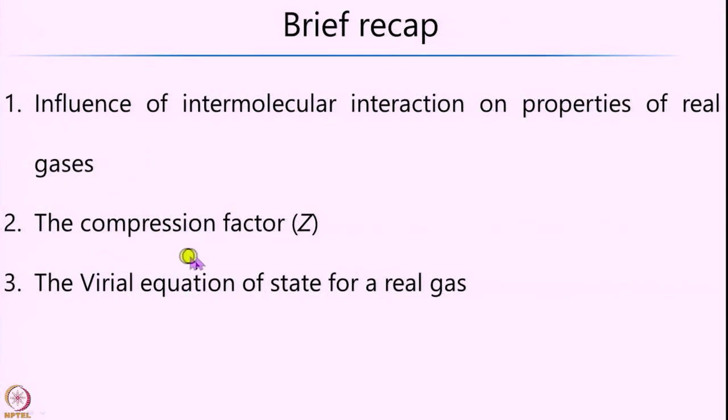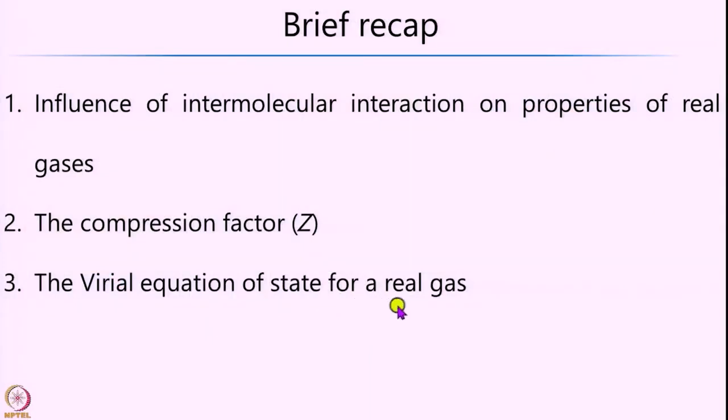In this context, we had seen a term called the compression factor, which is nothing but the ratio of the molar volume of a real gas to that of an ideal gas. We had seen that this compression factor Z also depends heavily on the intermolecular interactions. That is, it is not a flat line as it is for an ideal gas. It has its own curvatures, which again capture the attractive and the repulsive parts of the interaction between molecules.